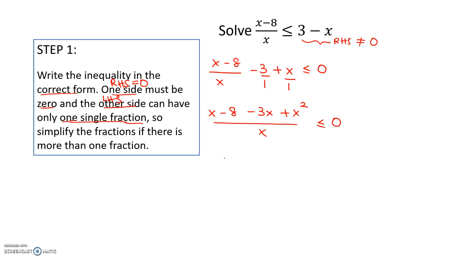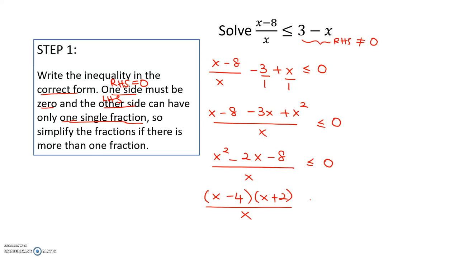Simplify a little bit for our numerator. We have x squared minus 2x minus 8 over x less than or equal to 0. Next, factorize your numerator completely. So you have (x minus 4)(x plus 2) over x less than or equal to 0.